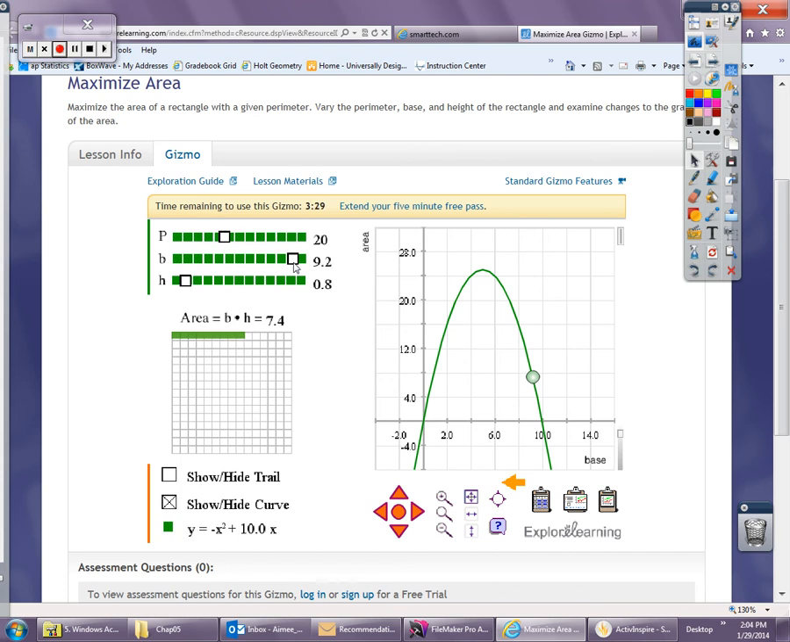Now, let's go the other way. Notice that my area is increasing as I'm sliding the base smaller, and notice it's automatically changing the height for me because I want my constant perimeter to be 20. And what value do you notice gets us to the top of that parabola? This keeps changing every time. Okay. But as you can see, it's 5 here. It just keeps changing on me each time. But it is going to be 5.